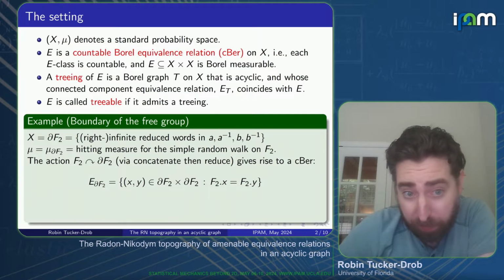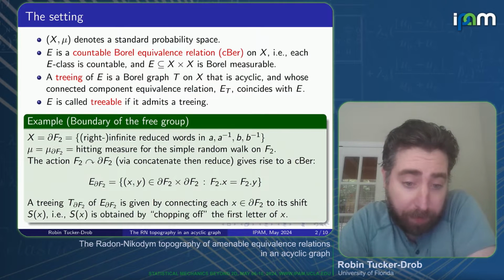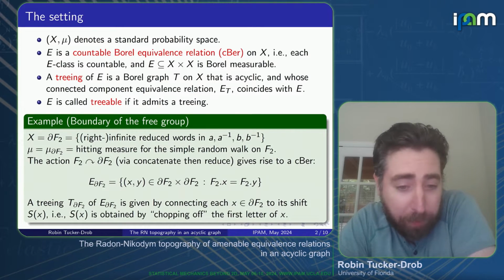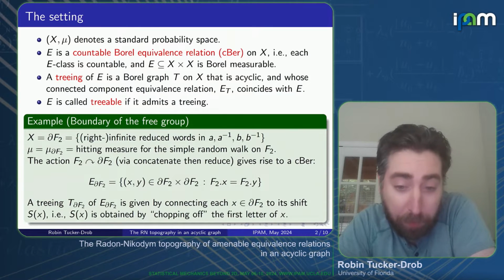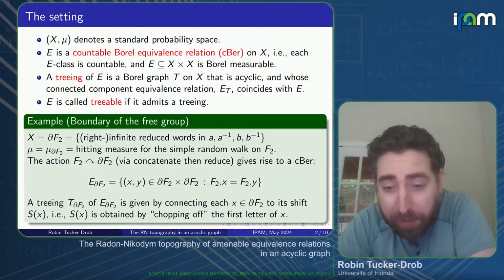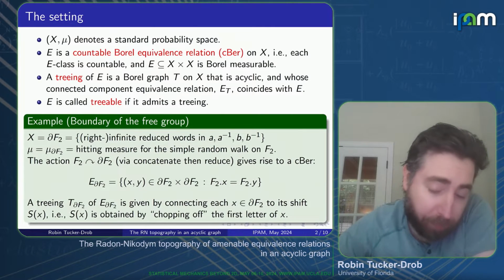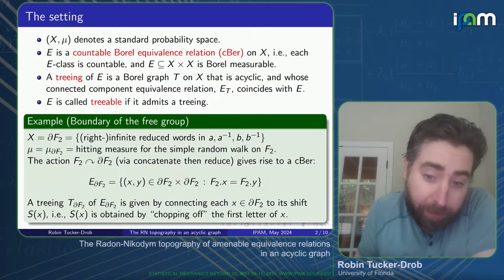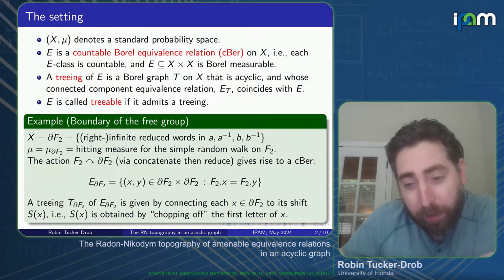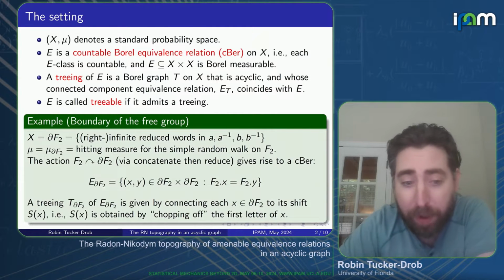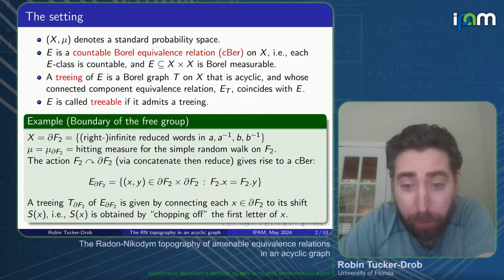And now this is a treeable equivalence relation. We have a very concrete treeing. A treeing of this relation is given by, well, if you think for a moment about another way of describing very concretely, in terms of these infinite words, what it means for two points to be equivalent, it means that there's some common infinite word, and X is just some finite word followed by that infinite word, and Y is some other finite word followed by the same infinite word. So they have this common tail. So this is often called tail equivalence.